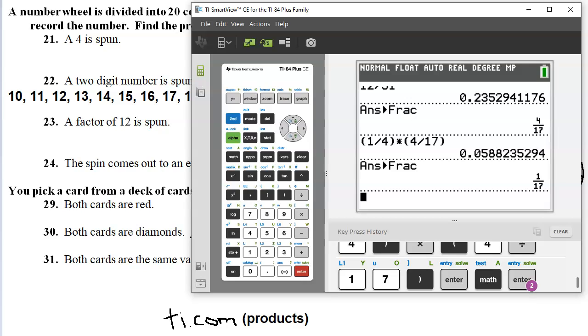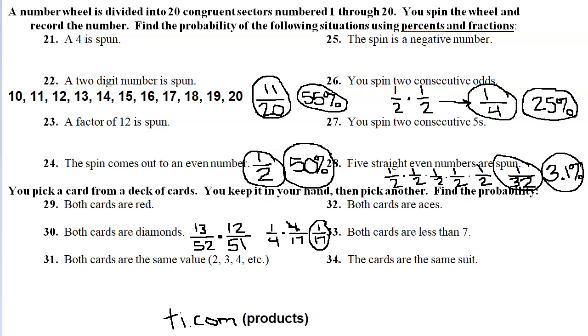And long story short, the reason why is because the 4's cancel out. You end up with a 4 on bottom, and you end up with a 4 on top, and so they cancel out. That's where the 1 over 17 comes from.